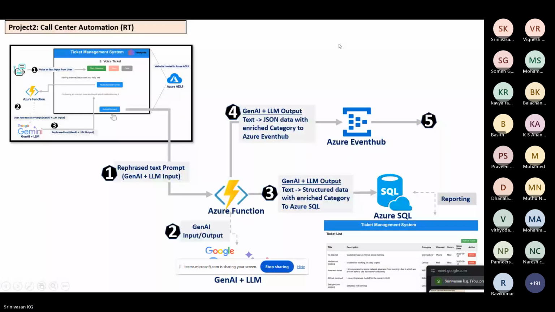Okay, now I'm clicking the submit button. We already saw that while clicking the recording button, when we speak something, it is converted into text and displayed. So while clicking the submit button, again we are calling the Azure function. Whatever rephrased or formatted text we have, we are passing that to the Azure function. So what is the Azure function going to do?